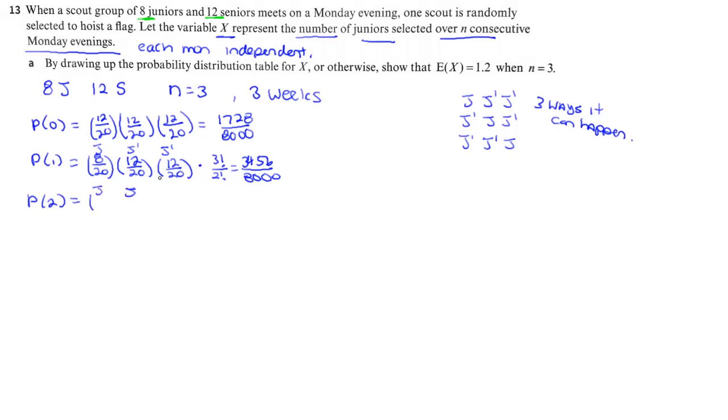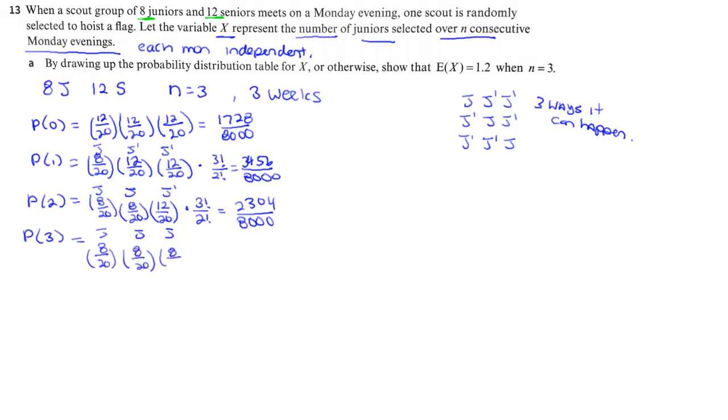Now I'm going to do the 2 juniors the same way. It'll be 8 over 20 times 8 over 20, but then times 12 over 20. Now that's getting me a junior, and then a junior, and then a non-junior. But that also could be arranged in 3 factorial over 2 factorial ways, or 3. And so that's going to give me a total probability for 2 juniors being selected as 2,304 over 8,000. And then 3 juniors being selected, well, that's 8 over 20 times 8 over 20 times 8 over 20. And that's going to give me a probability of 512 over 8,000. That can only happen one way.